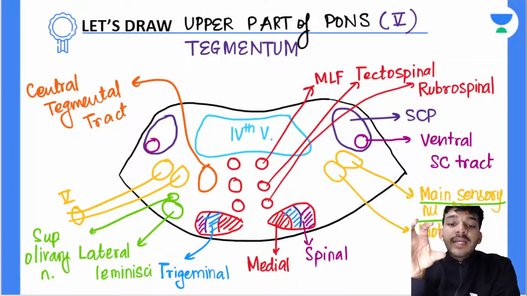And you all know about the medial longitudinal fasciculus. It connects the 3rd, 4th, and 6th cranial nerve nuclei, and it is responsible for coordination of the movements of the head and neck and also the movements of the eye. Right? Very important.